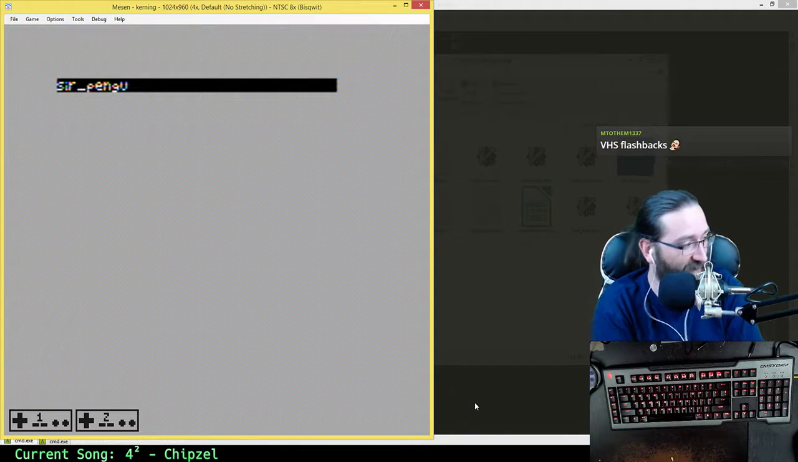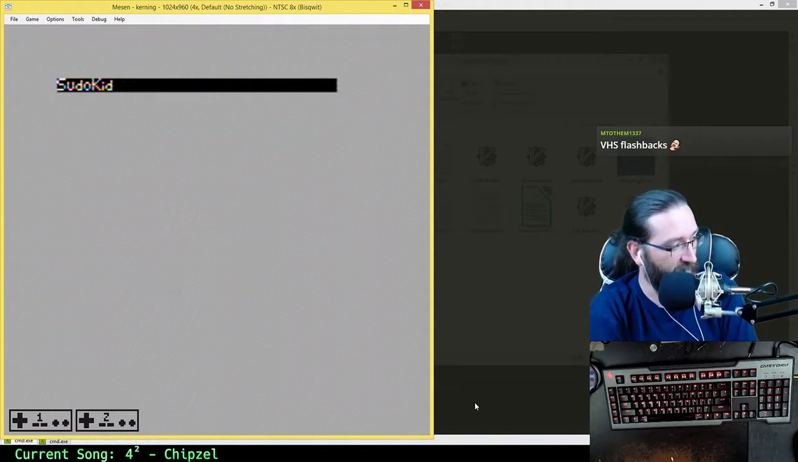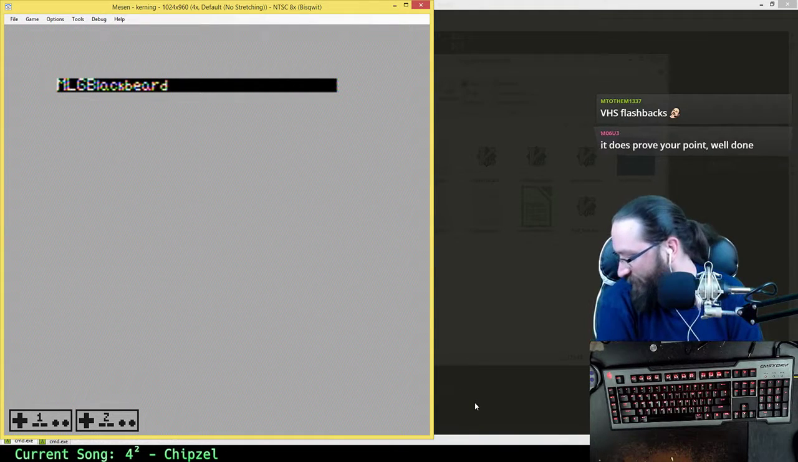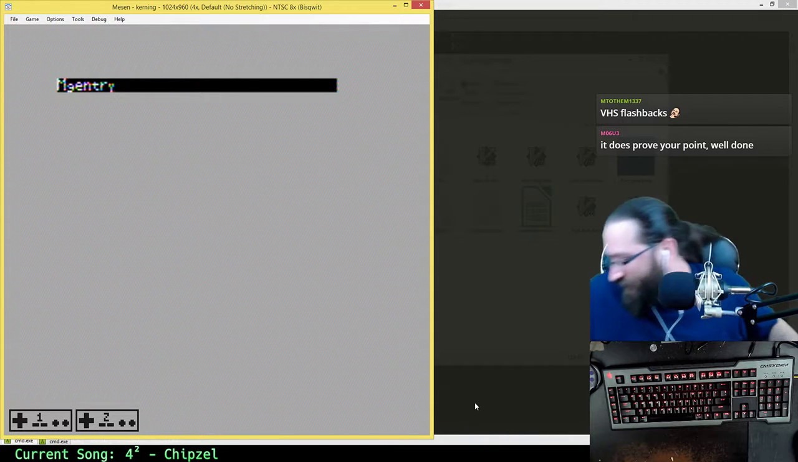VHS flap. I actually have a VCR sitting right off screen that both my NES and Famicom are sitting on right now. And I have cassette tapes over here.